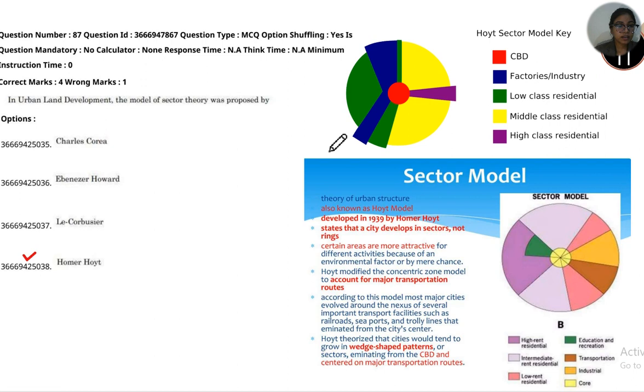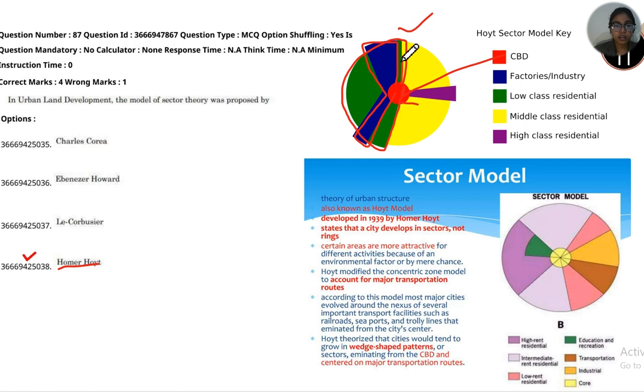Next question you have, in urban land development, the model of sector theory was proposed by. So sector theory, as you can see, this is your sector theory model which was proposed by Homer Hoyt. So what he did, he placed the CBD, the central business district, the economic hub of the city, in the center. After that, radially he has placed the factories or industries, and in the periphery or in between those factories, he has placed the low class residents, so that they may get their source of economy by working in those industries or factories.